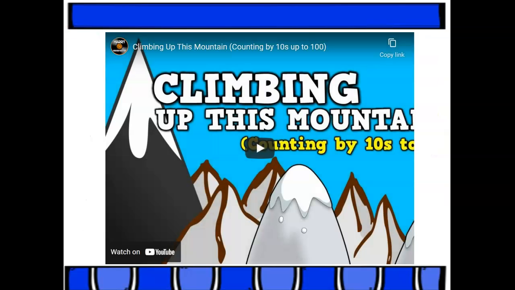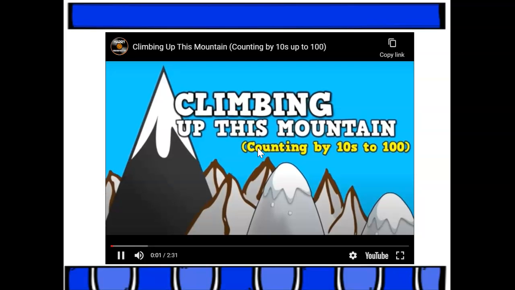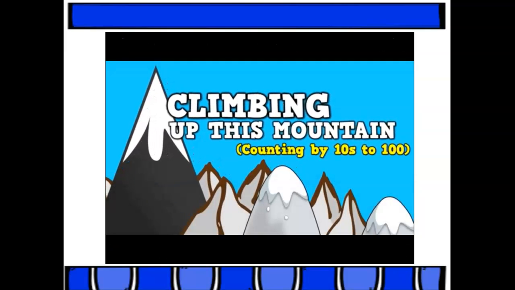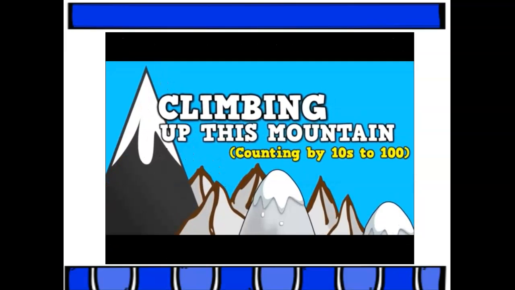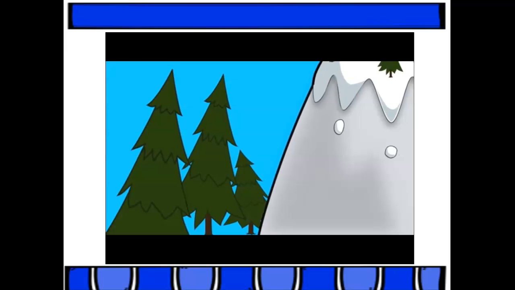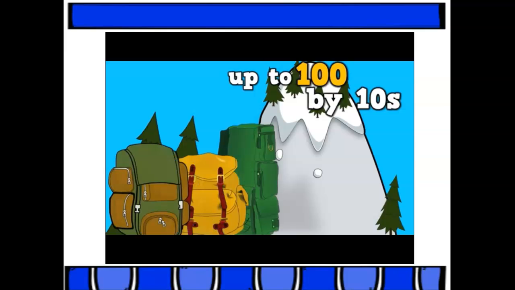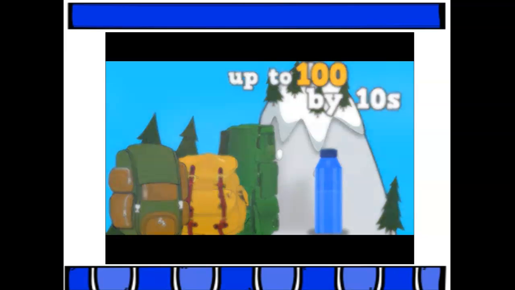Excellent. All right, so we are going to sing along, counting by tens. Kids, I think it's time we go on a little hike together. Only on this mountain, we're going to be counting by tens. Brace yourselves, kids, because as we go up this mountain, we're counting up to 100 by tens. Get your backpack. Don't forget your water bottle. It's hiking time.